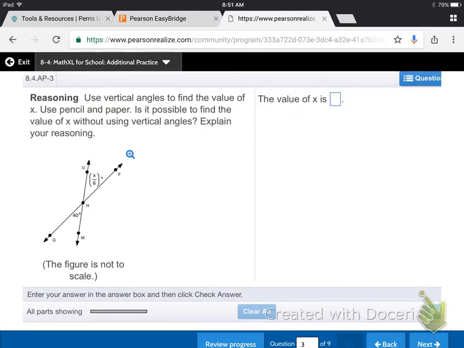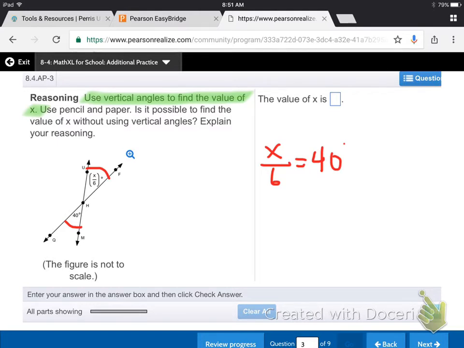All right, let's see what this one says. It says, use vertical angles to find the value of x. And remember, vertical angles are congruent. So this angle, if I make a little mark right there, is congruent to this angle, okay? So we know that if we set up an equation, x divided by 6, that's that angle at the top, is equal to 40 degrees. That's the angle at the bottom.